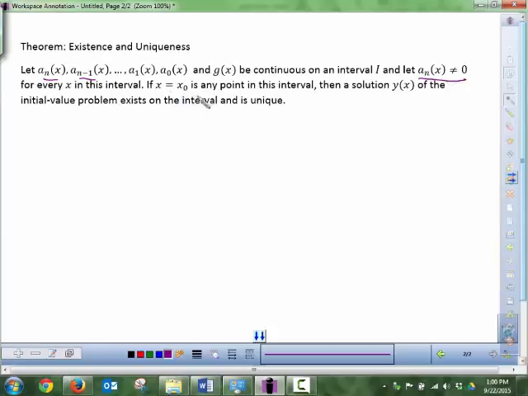So if x is equal to x naught is any point in the interval, then the solution y of x exists and is unique. So there can only be one solution once you find that solution. And it exists, so whether you can find it analytically or not, it's a different story, but we know that there's something that exists there. We can at least draw the solution or something.